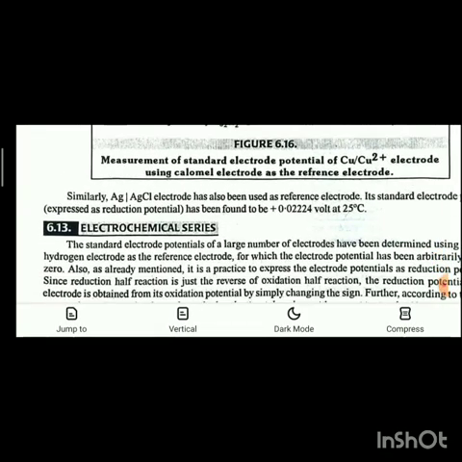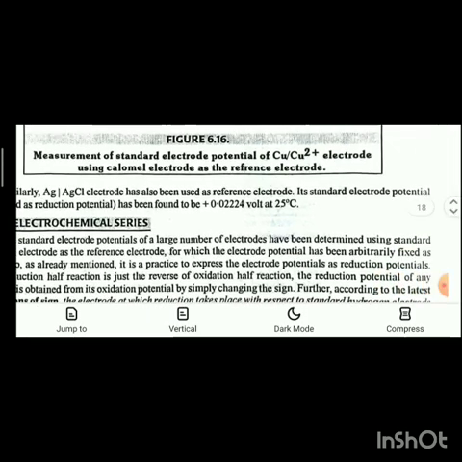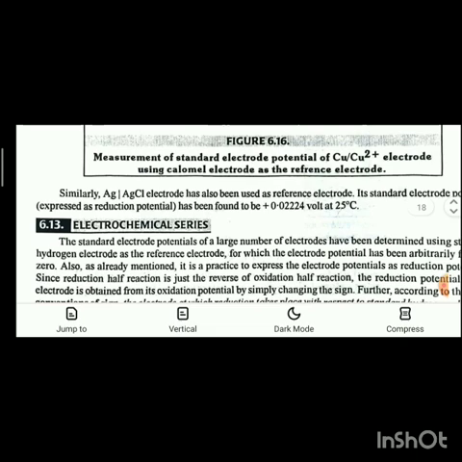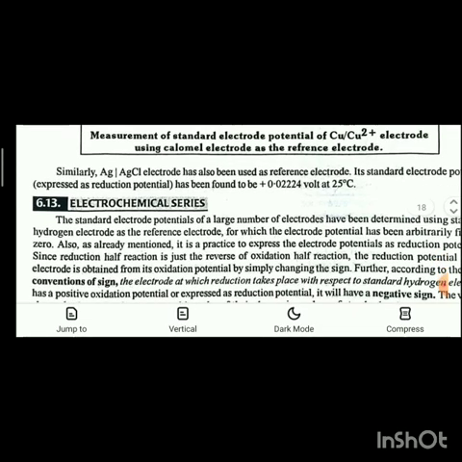Similarly, the silver chloride electrode has also been used as a reference electrode. Its standard electrode potential, expressed as reduction potential, has been found to be 0.02224 volt at 25 degrees Celsius.